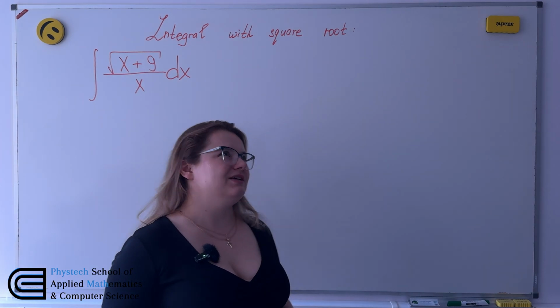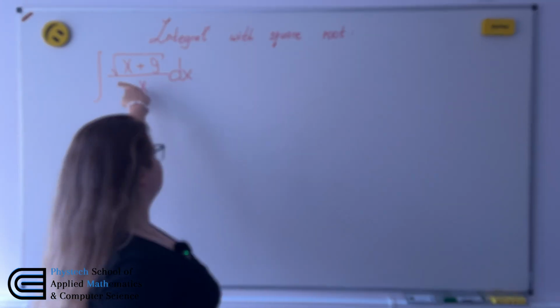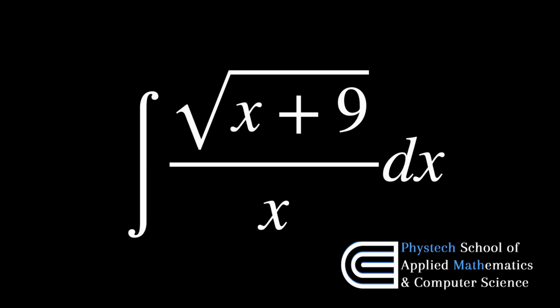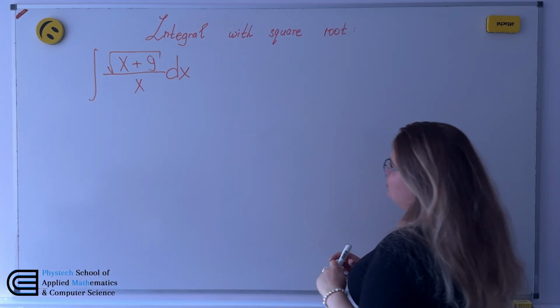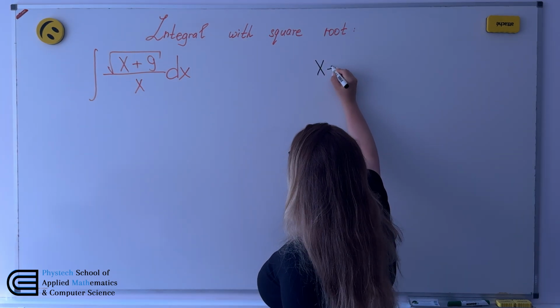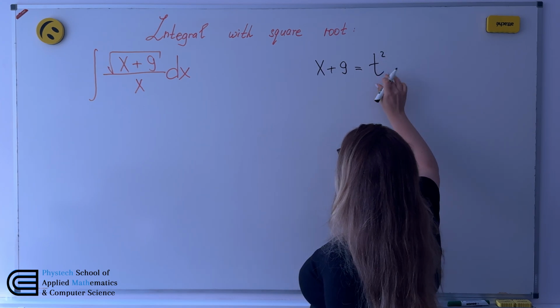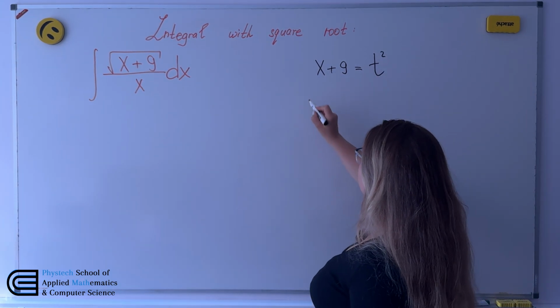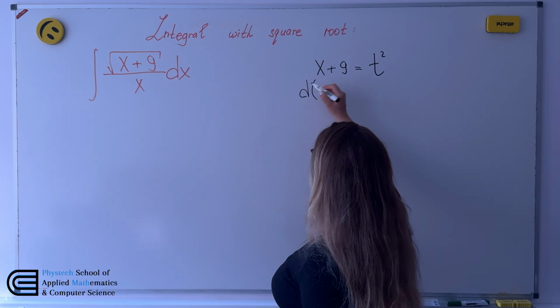Hi, today we are going to solve this integral where we can see a square root. Well, what do we need to do here? We need to use substitution. x plus 9 equals t squared. So now we need to obtain dx.